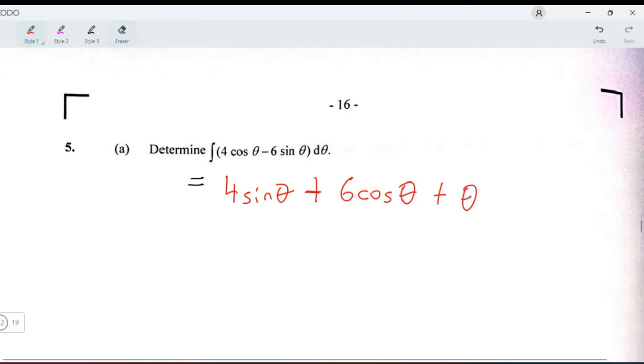I don't want to call the constant theta. Since we're dealing with degrees, I'll call the constant phi. So our constant of integration is phi. Right? So we can tell them where phi is our integration constant.